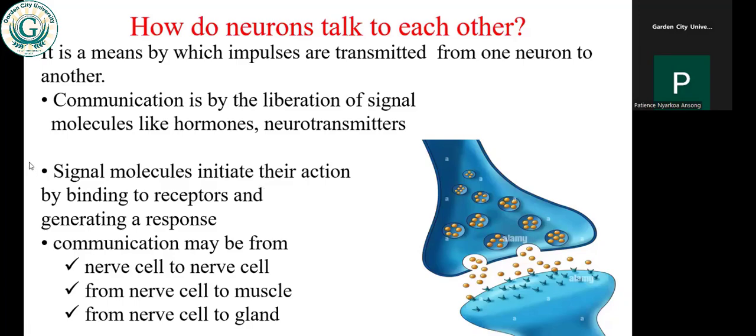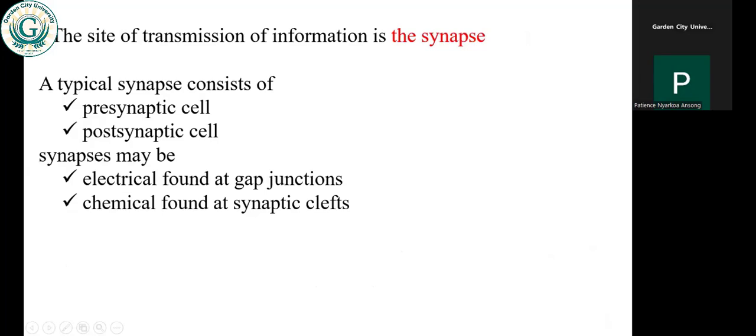So we have signal molecules that initiate this action by binding to their receptors and generating a response. Communication may be from a nerve cell to another nerve cell. That's what we are going to talk about. Then a nerve cell to a muscle cell, we talk about it in the muscle system. Then we can also have the nerve cell and then the gland.